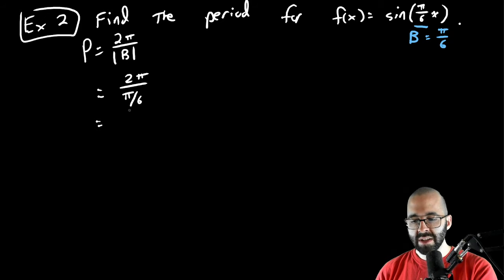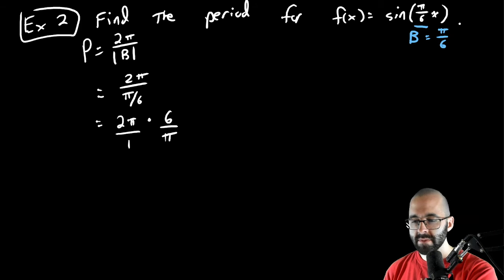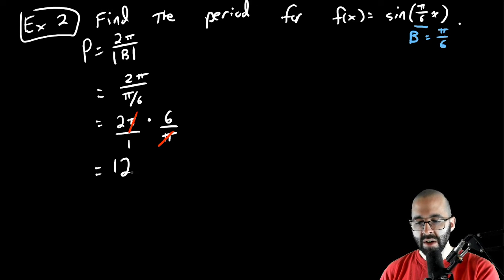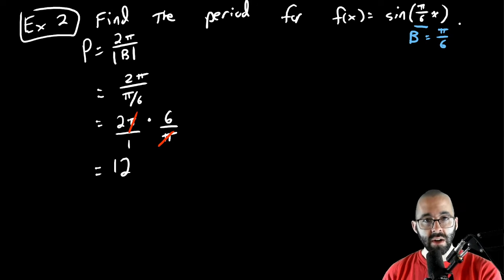Well, we have a complex fraction. 2 pi divided by pi over 6 is 2 pi times the reciprocal. And we can write 2 pi as itself divided by 1. Multiply these fractions. These pi's are going to cancel. And 6 times 2 is 12. The period is now 12 units long.